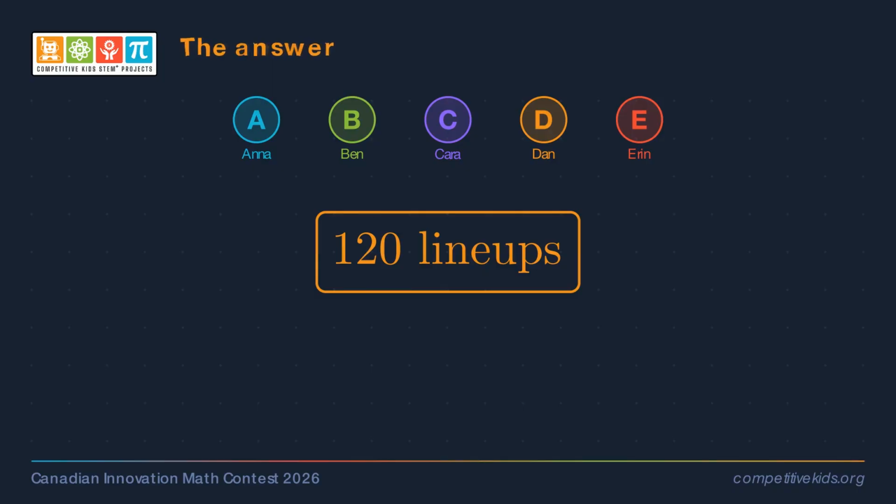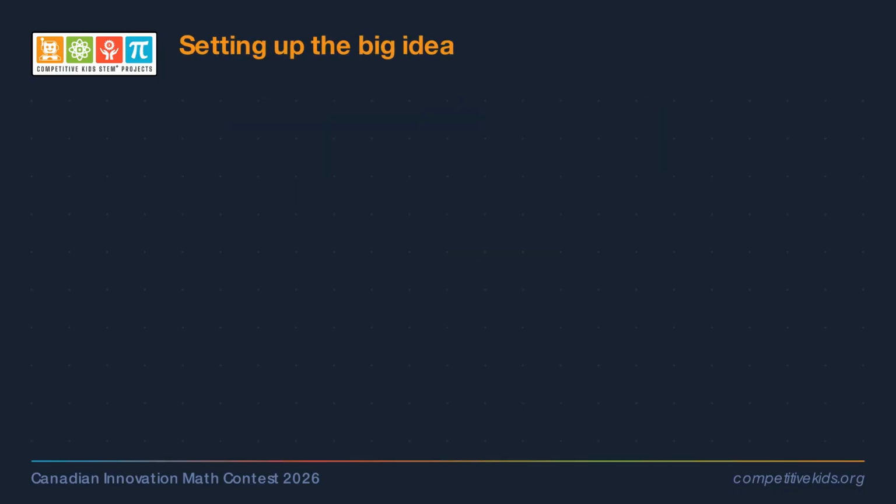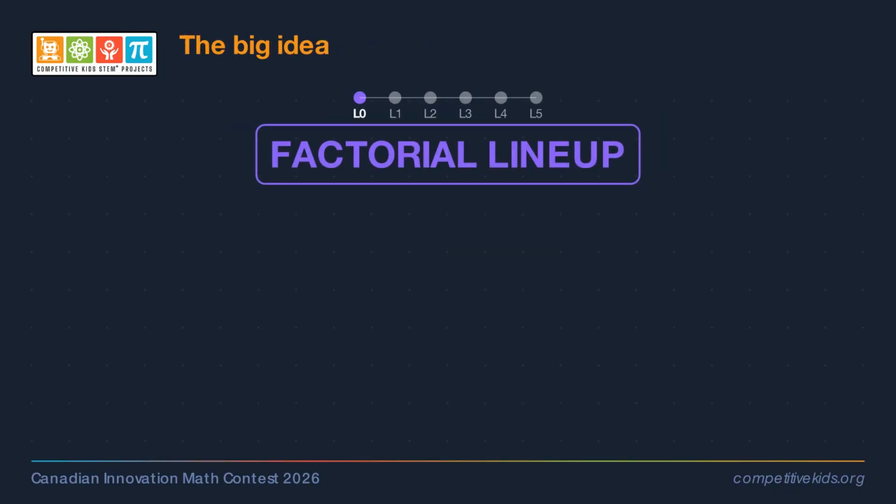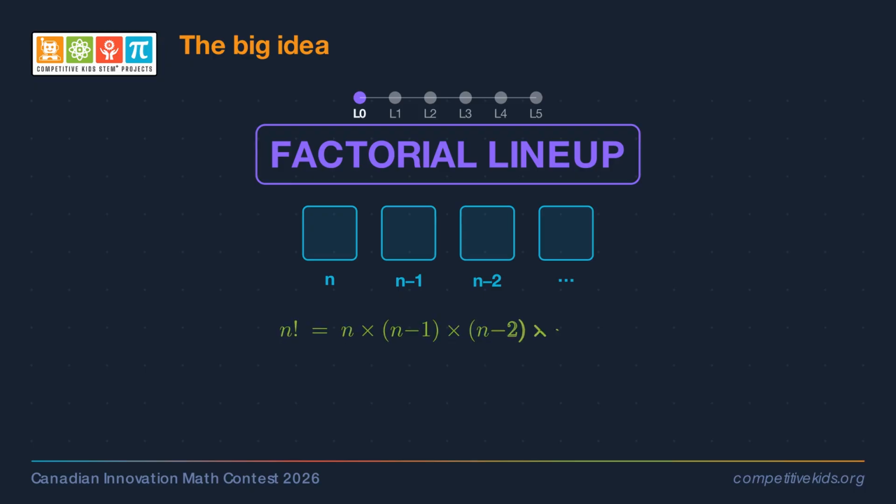Let me show you the big idea. This is the factorial lineup rule. If you arrange n distinct people in a line, then the count is n factorial. Multiply n times n minus 1 times n minus 2, all the way down to 1. Look for the words, how many ways to arrange n distinct items in a line. That is when this rule applies.